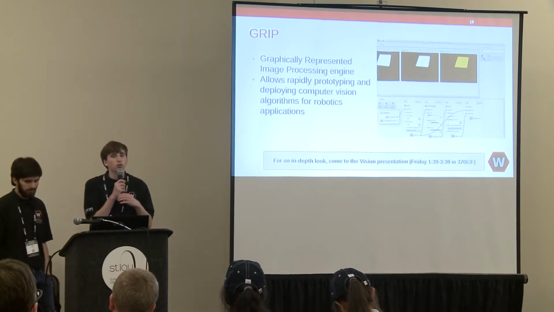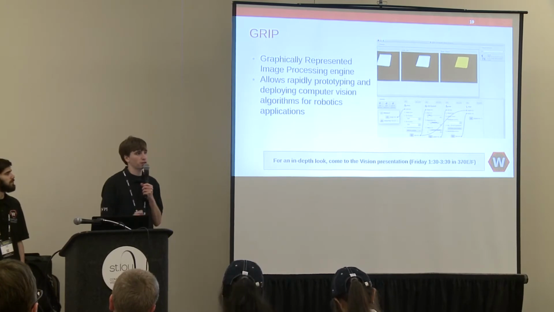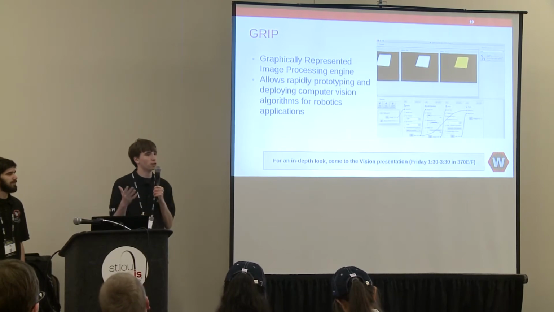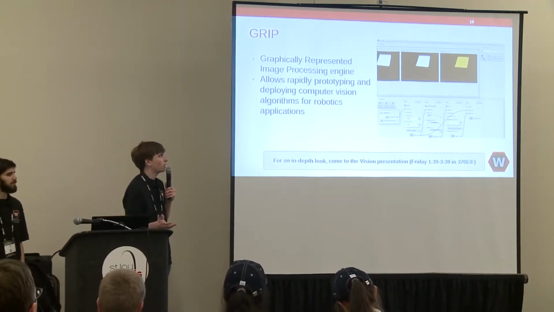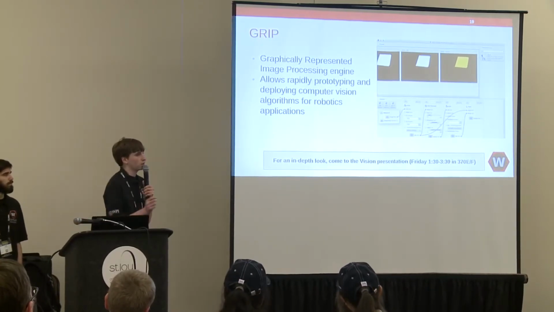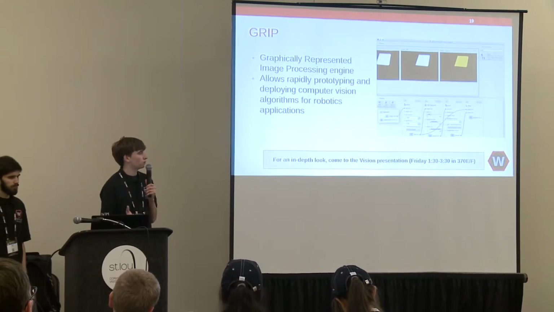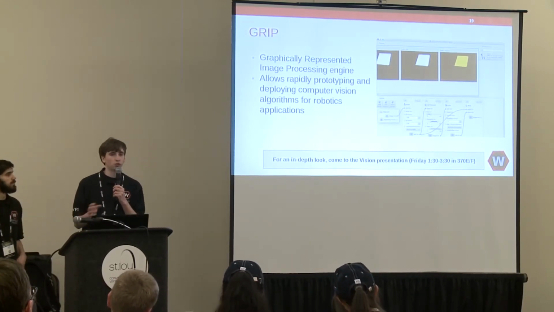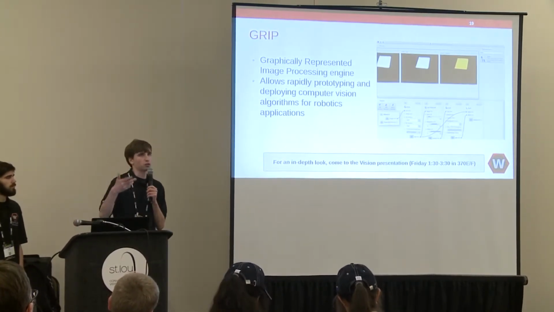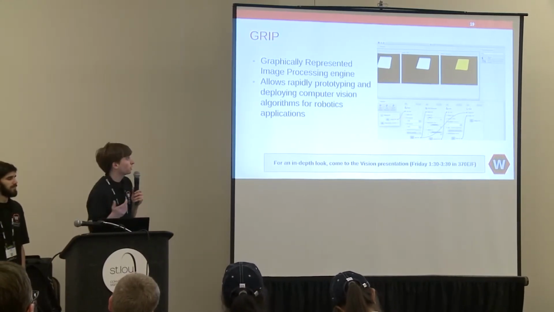So GRIP allows you to develop computer vision algorithms without writing any code. It's a completely graphically represented image. GRIP stands for Graphically Represented Image Processing Engine, and it lets you create computer vision pipelines using a drag and drop GUI and create little simple connections. It is in itself a strongly typed language that lets you create these pipelines, and then you can publish values to network tables or to a ROS node or to network. Yeah, HTTP. Thank you.